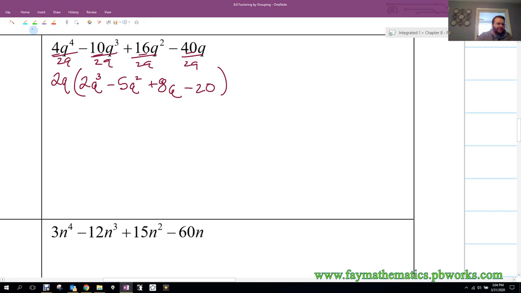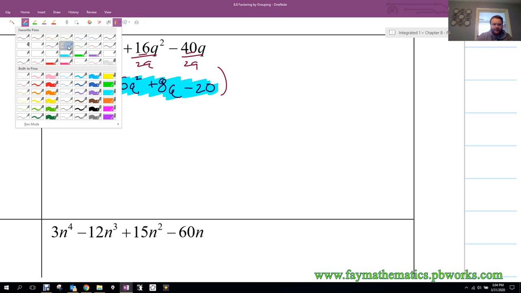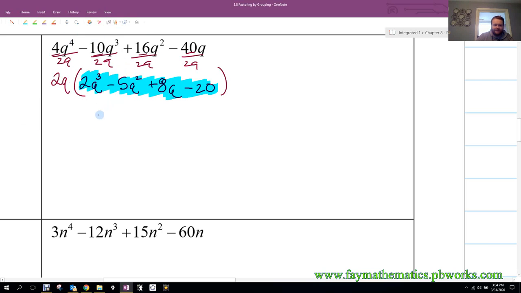Okay, so now this is a situation where we factored a GCF out, but now we're still left with 4 terms. So I'm going to look at that thing. Now because I've already factored a GCF out, there's not going to be another GCF inside, but there is a factor by grouping. I'm going to group those 2, and I'll group those 2.